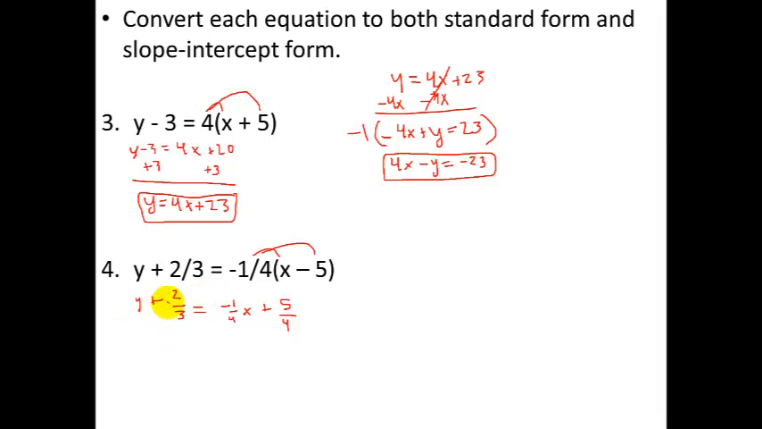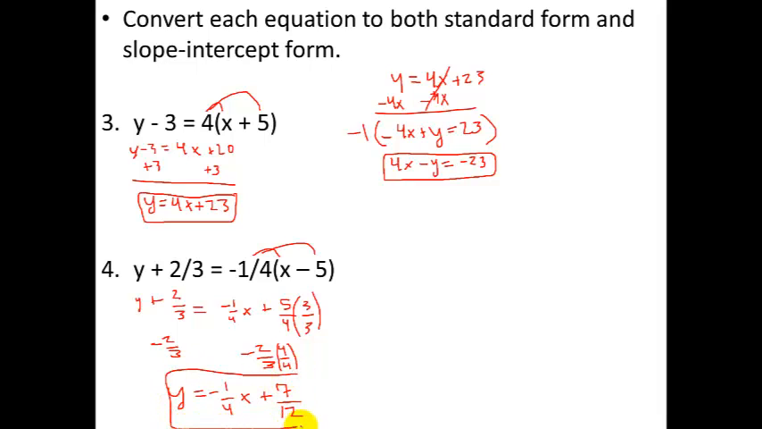Okay, so continue. To get y by itself, I want to subtract 2/3, subtract 2/3, and I get y equals negative 1/4 x. Okay, 5/4 minus 2/3. Oh, what a nightmare. I need to get a common denominator, so I'm going to multiply this one by 3/3. I'm going to multiply this one by 4/4. So my common denominator is 12ths, and I have here 5 times 3 is going to give me 15 minus 2 times 4 is 8. So 15/12ths minus 8/12ths. 15 in the numerator minus 8 is plus 7/12ths. Okay, so there's my equation in slope-intercept form, and now I want to go into standard form.